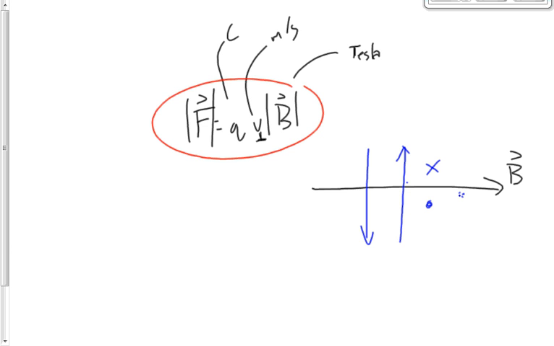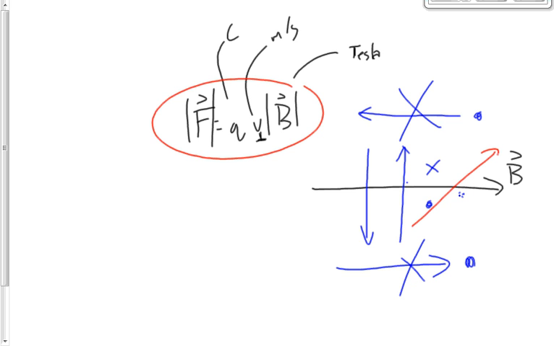But if the particle is moving this way, we can't use the equation. We can't use the hand rule. Good news is, if it's moving this way or this way, we don't have to use the hand rule or the equation because the value of the force is 0. There is no force. Now, what happens if we have a charged particle moving this way? Not 90 degrees to the field, and it's not parallel to the field.